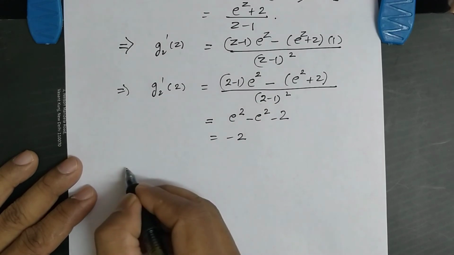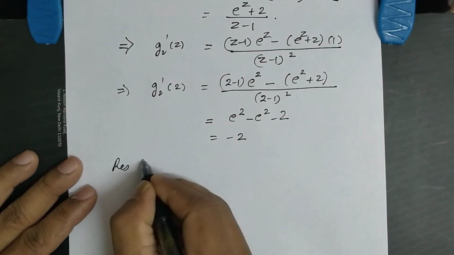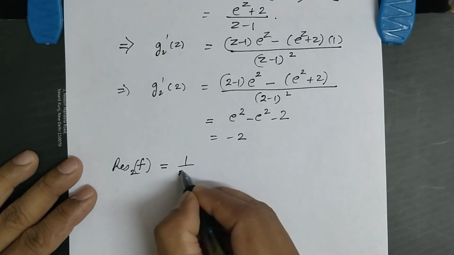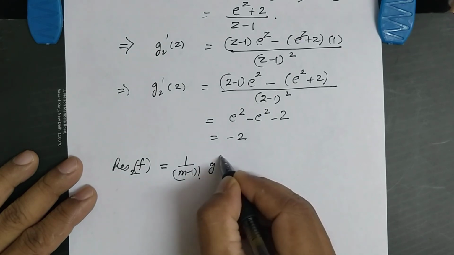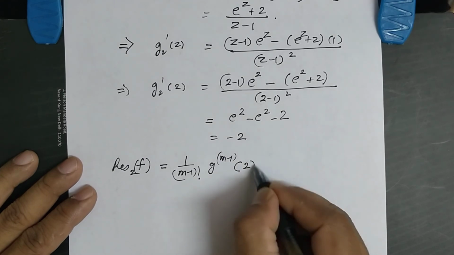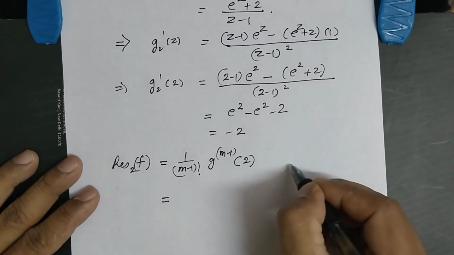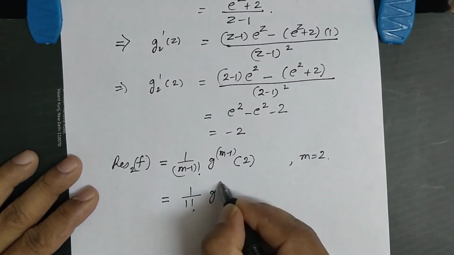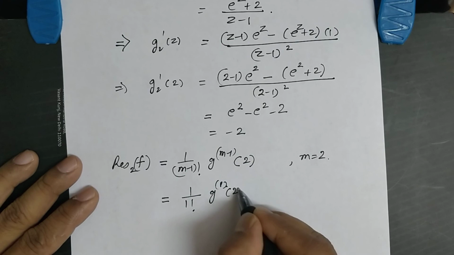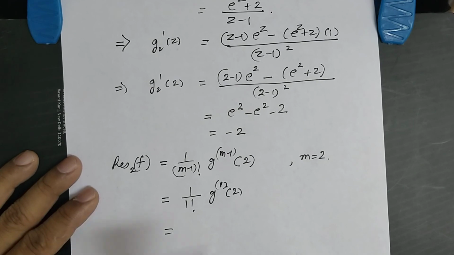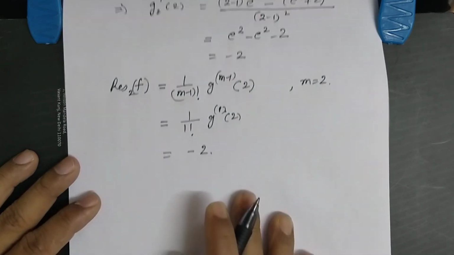So the residue of f at 2 is, let me write the formula, 1 upon m minus 1 factorial times the m minus 1th derivative of g evaluated at 2. m is 2, so I have 1 upon 1 factorial g dash, g differentiated once. This has been calculated here. Minus 2.